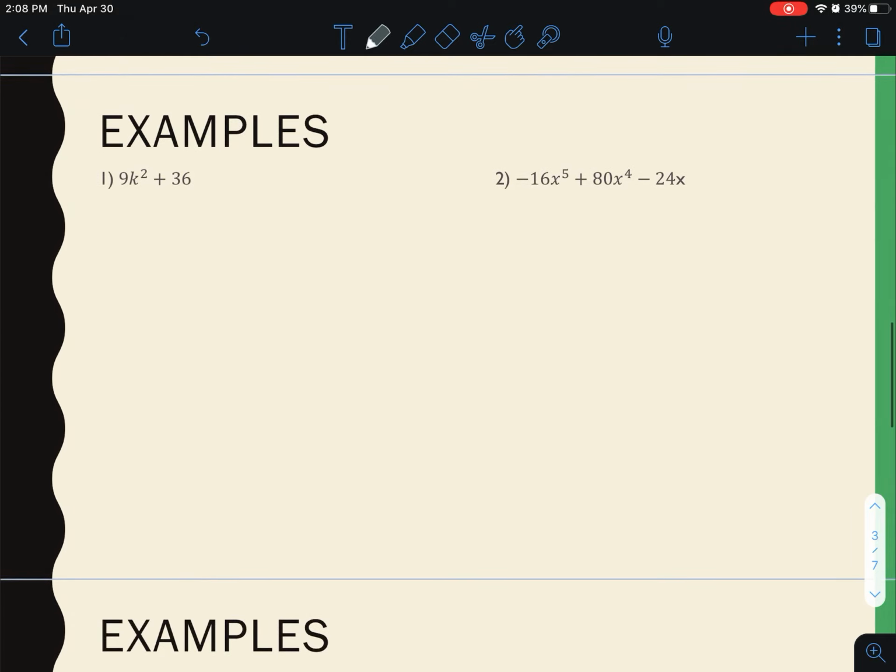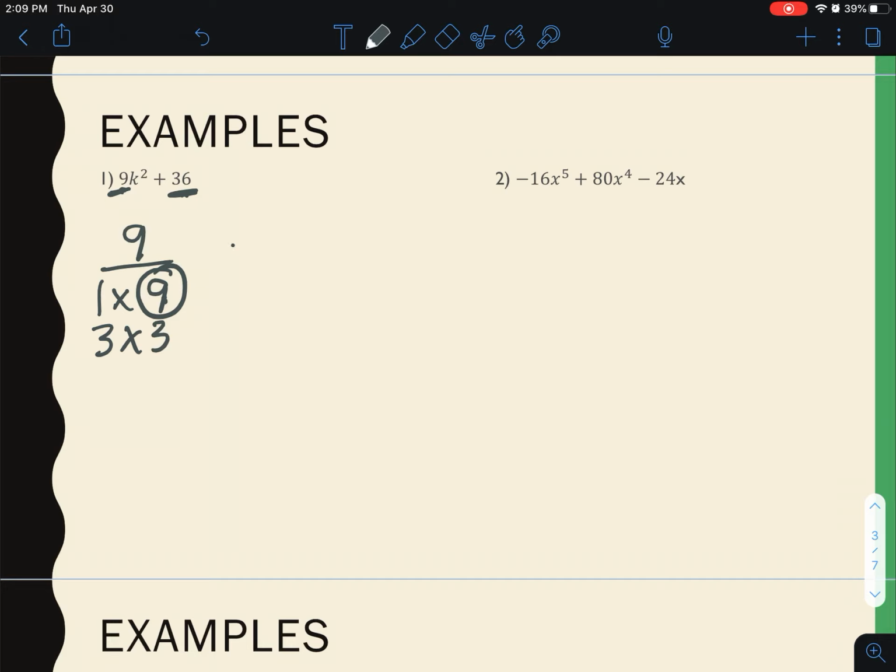Alright, so number 1, we have 9k squared plus 36. So we want to find the greatest common factor of 9 and 36. Always look at my smaller number first. So for 9, factors of 9 would be 1 times 9, 3 times 3. And then I start looking at the biggest one. Alright, 9. Will 9 be a factor of 36? Yes, it is a factor of 36. So that's going to be my greatest common factor.